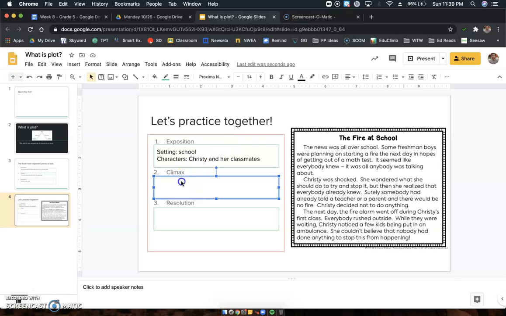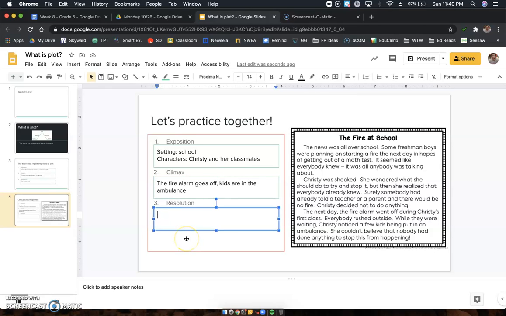Okay, the climax, the most intense part of the story right here. This is when the fire alarm goes off. Kids are in the ambulance. Okay, so that's the most intense part of the story, right? It's the high point. That's bad, right? It's not always a good thing. Sometimes a bad thing happens, like a fire goes off, right? And kids end up in the hospital or in the ambulance. That's the climax. That's the most intense part of the story right here.